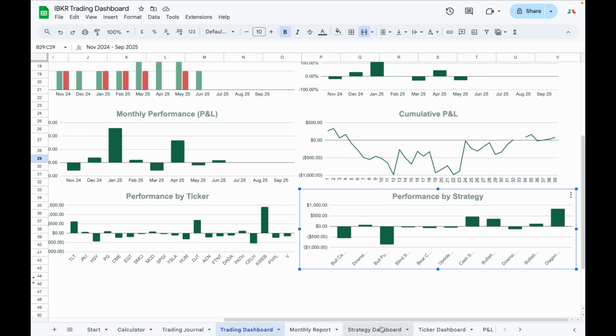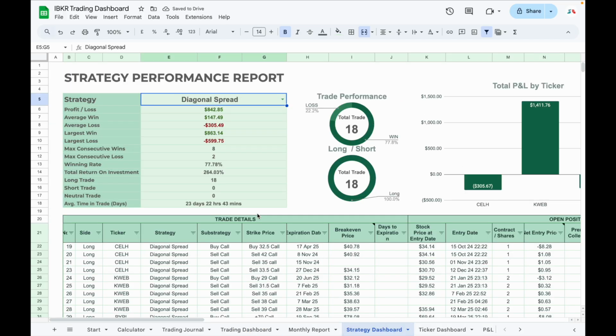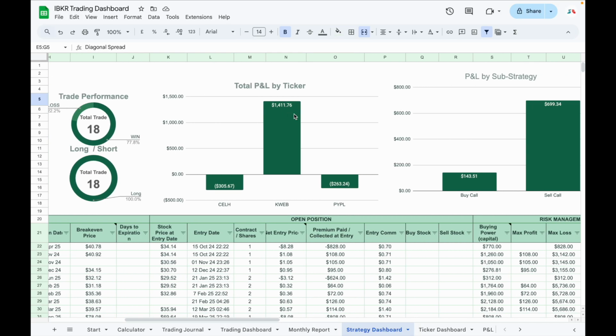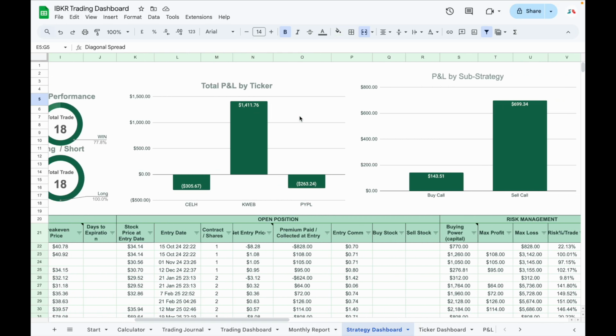If I want to dig deeper into diagonal spread, I can go to the strategy dashboard tab and select diagonal spread to analyze. It will show important statistics like total P&L, win rate, and return on investment percentage. Below, it lists all the trades taken under that strategy. The chart displays P&L by ticker and P&L by sub-strategy. From this, I can see I made money on KWEB but lost on Celsius and PayPal.